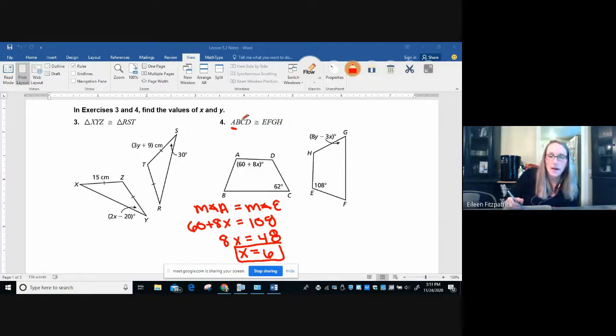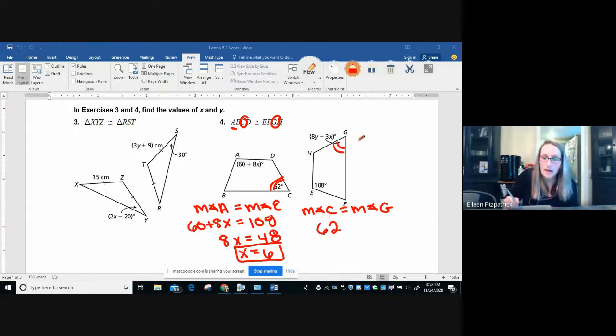Okay, and then angle C, that third letter, matches up with G, the third letter. So angle C matches up with angle G, so you can set them equal to each other. The measurement of angle C equals the measurement of angle G. So I can say that 62, I think that was a 62. Erase, yep. 62 is equal to 8y minus 3x.